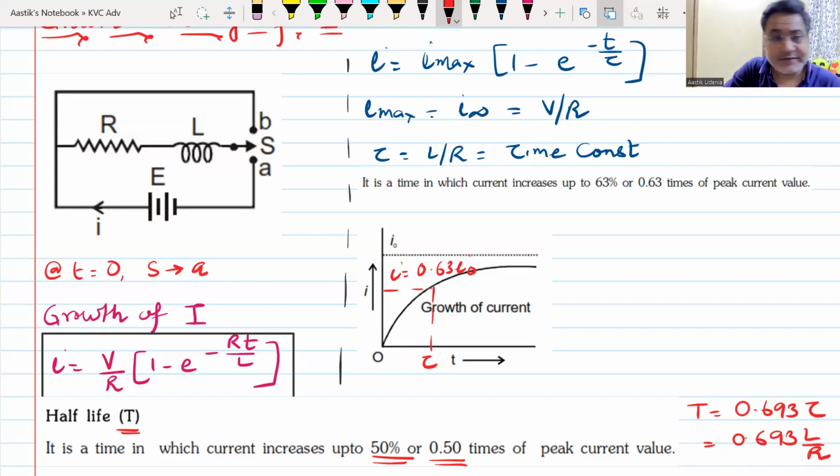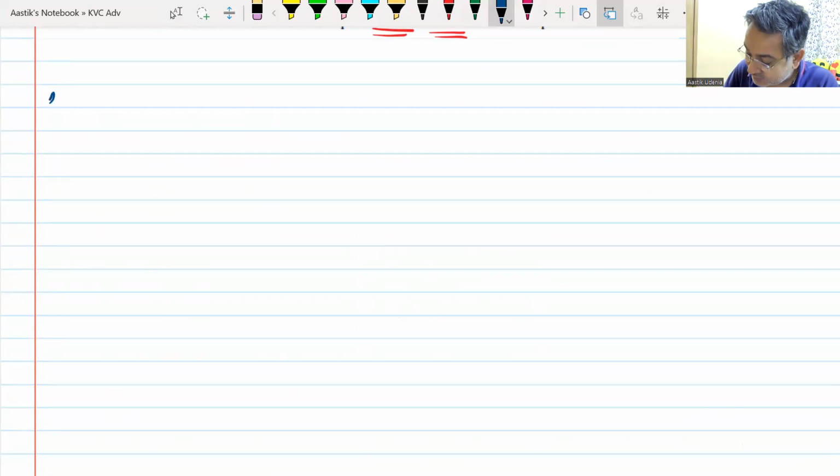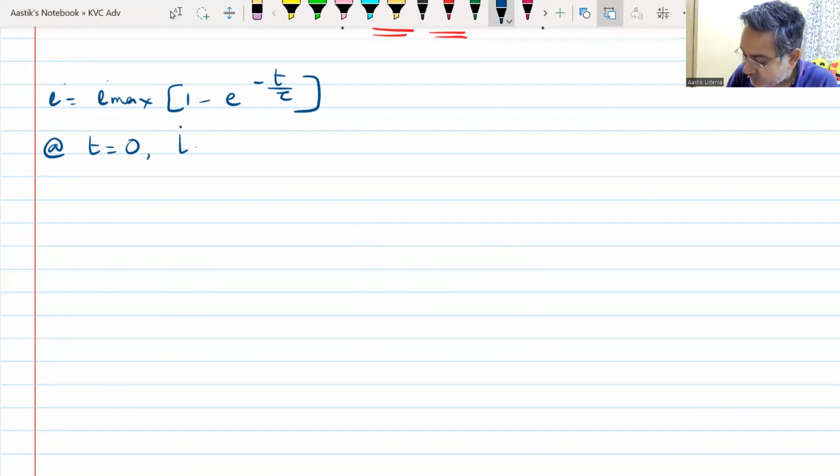Well done. Then you have seen that I can write this current I as I max into 1 minus e to the power minus t by tau. If I put at time t is equal to 0, the value of current I will be equal to 0, which implies the circuit behaves as open circuit. Do you understand this? Yes.